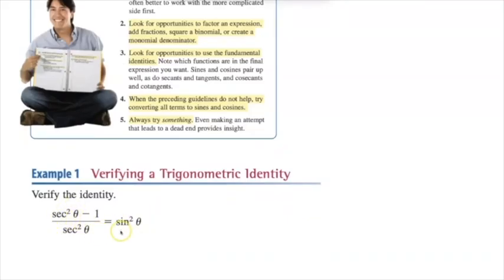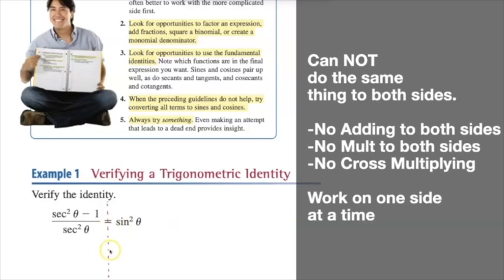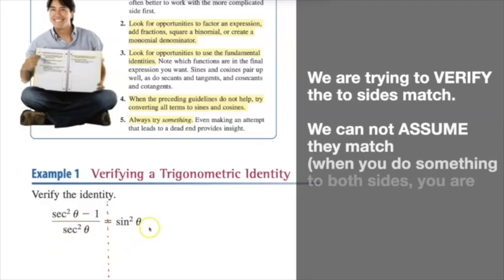Now there's some rules. First rule, you cannot do the same thing to both sides. If there's like a wall here, you can do something on this side or you can do something on this side. You want to make them match. You can't multiply both sides by a number. You can't add a number to both sides. If there's a wall here, work on one side or the other. Now you can work a little bit on each side if you want, like do a little bit here, do a little bit there, but you cannot do the same thing to both sides. That's the number one rule.